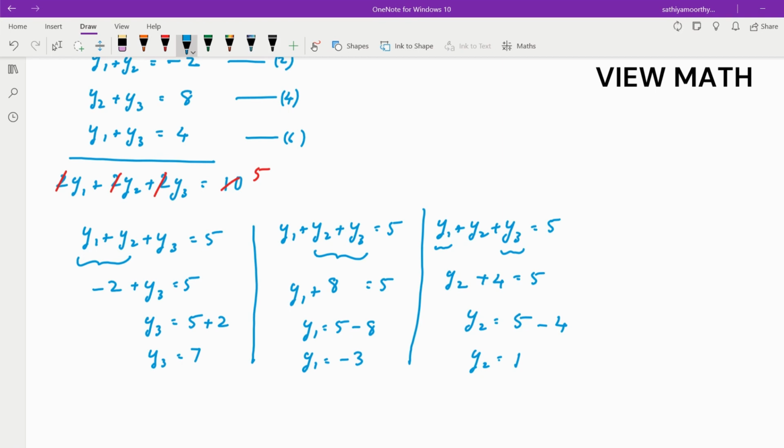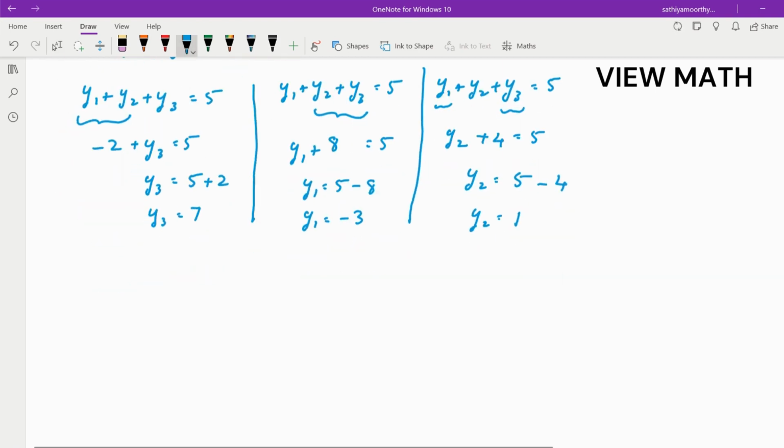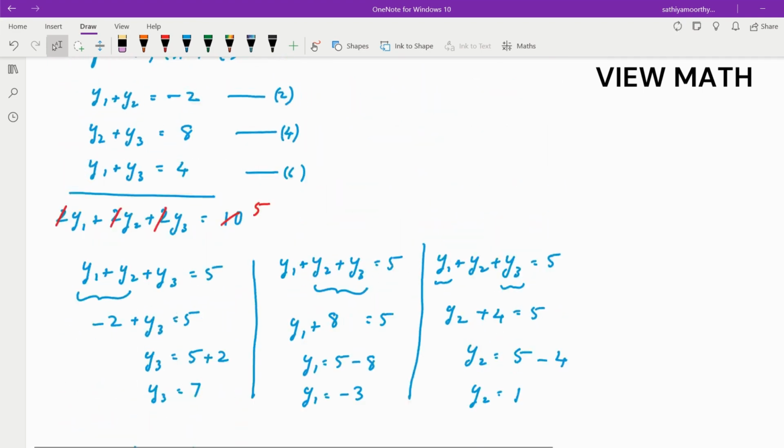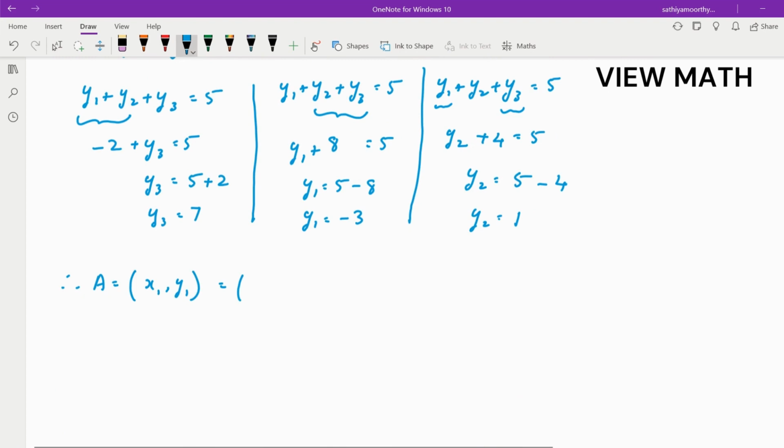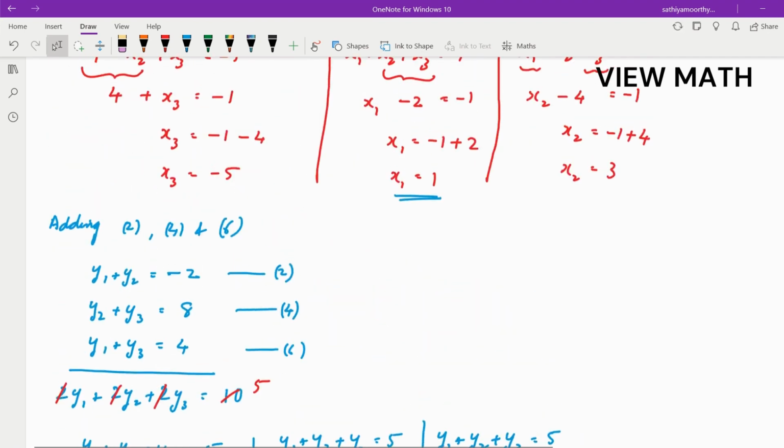So therefore we can write the coordinates. The a coordinate is equal to x1 comma y1. x1 is what we have found out just now, x1 is 1. So let me write x1 is 1 comma y1 is minus 3. Next, b coordinate. B is x2 comma y2. x2 is 3.